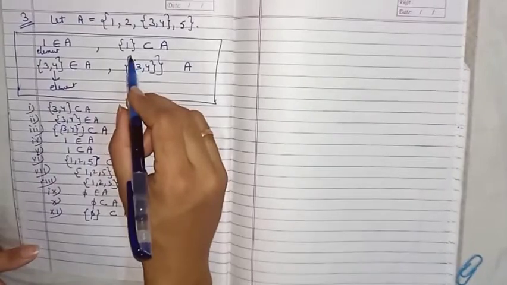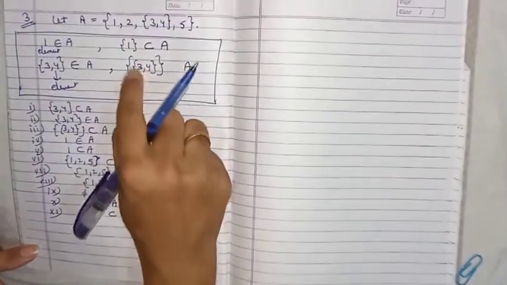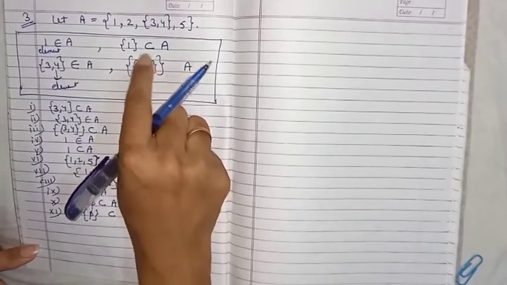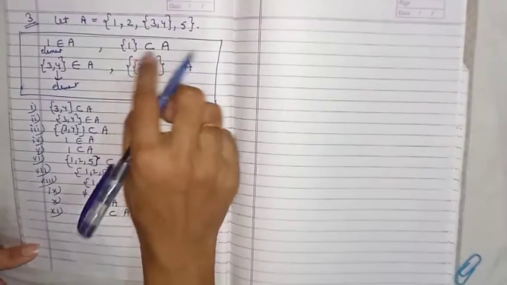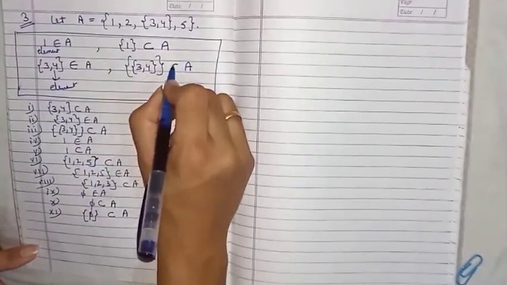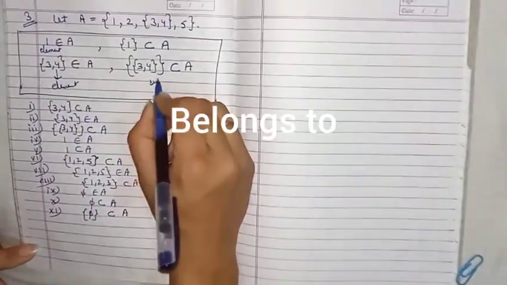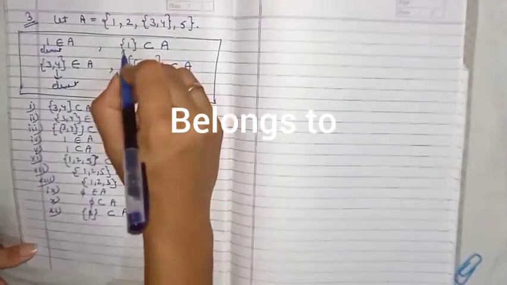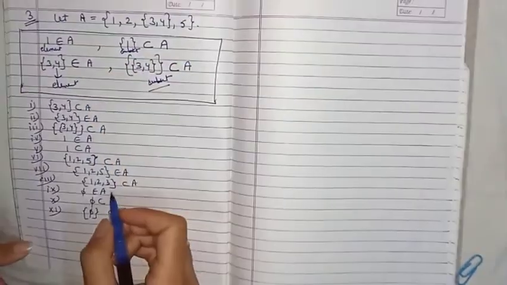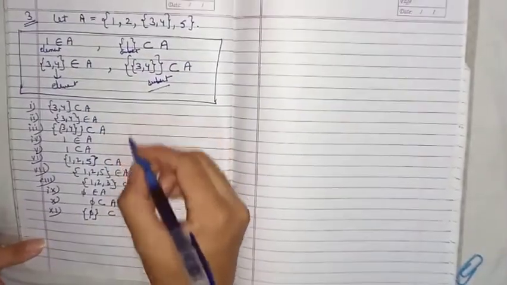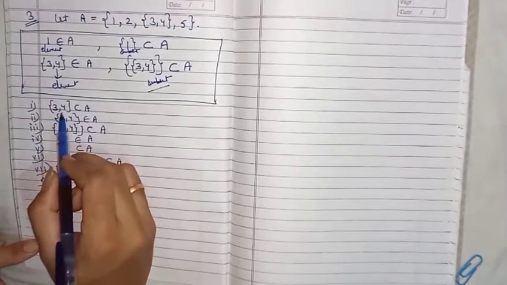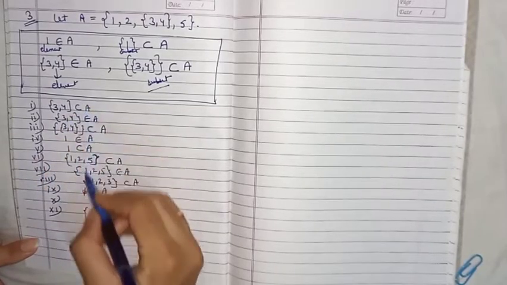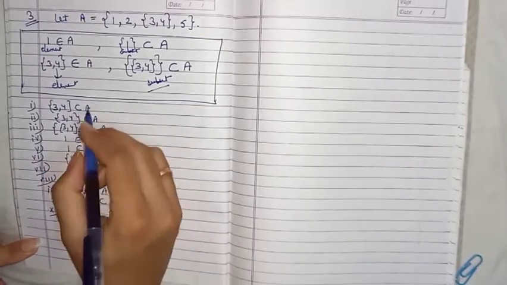But if I place one more bracket, now this 3 4 with one bracket behaves like the simple one, and this bracket will make it a set. So if it is a set, then I need to put the subset symbol here. Now it has become a subset. This is a subset. Clear? Similarly, I can do all the 11 parts. Now it is easy for you to check whether it has been written correctly or not.